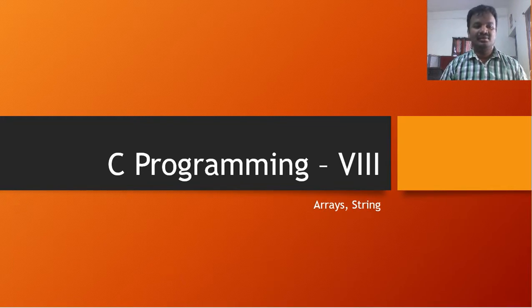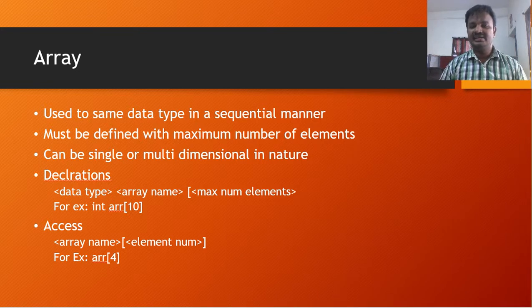Here, basically an array is a data type in a sequential manner. It must be of the same data type, used to store the same data type in the same sequential manner. It must be defined with the maximum number of elements. For example, integer. A set of integers is called an array. Maybe it can be a group of the same data type is called an array. It can be 10 members.